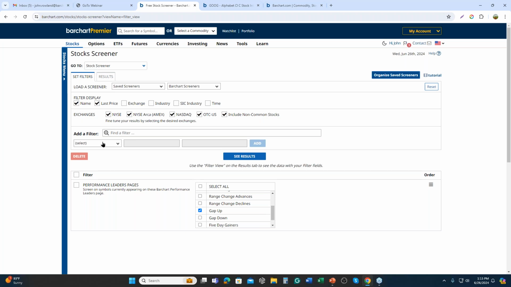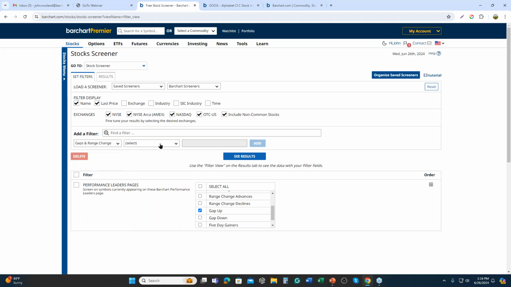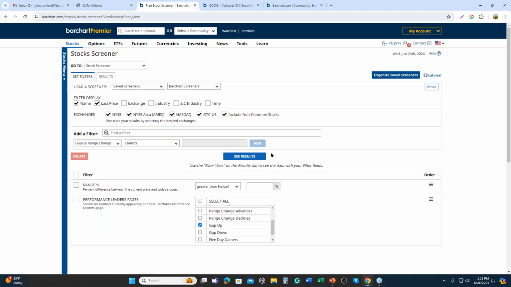So the first thing I'm going to go into is my screener filters, and you can see there's a lot of categories. And again, when I told you about fundamentals, you can see there's a lot of fundamental analysis down here. But we're going to spend most of our time today in the technical. So I'm going to go to where it says gaps and range change. And what I want to know is, where is price now in relevance to the gap, and is price up or down from that range of today's gap?